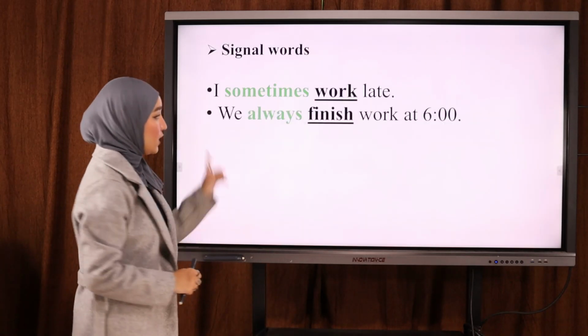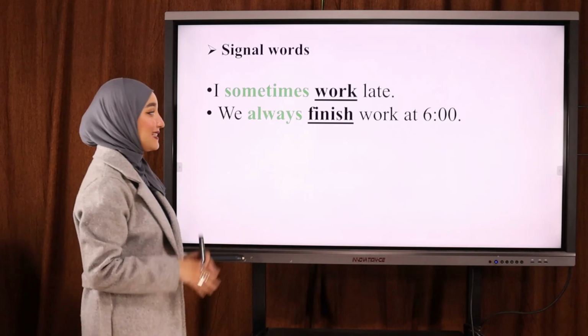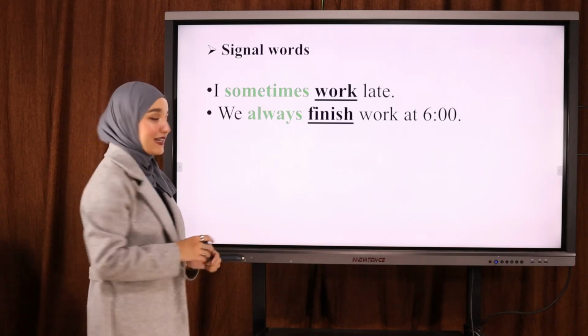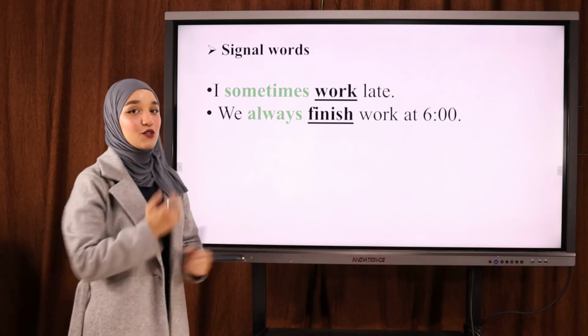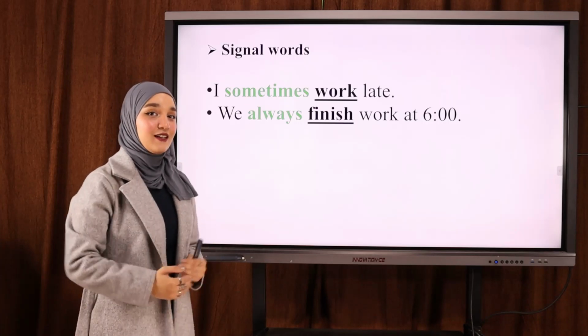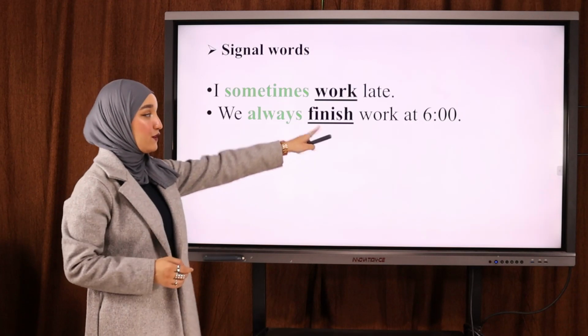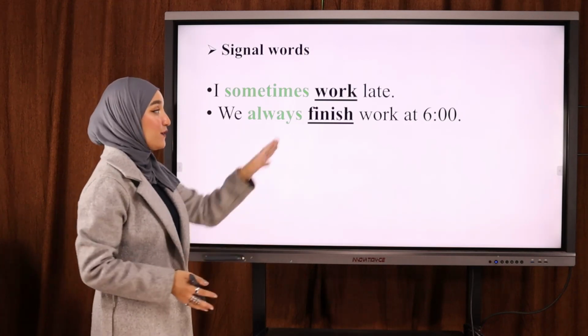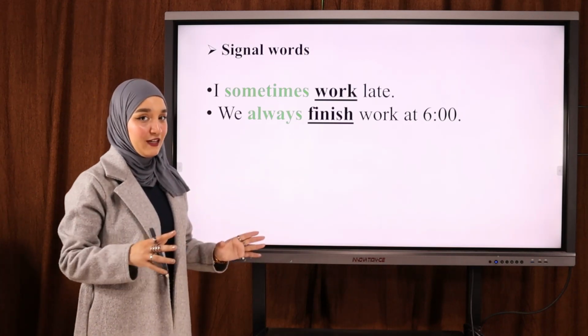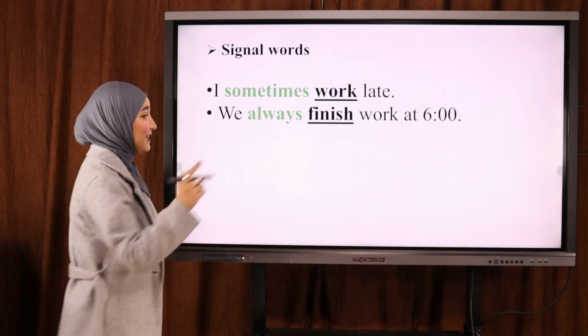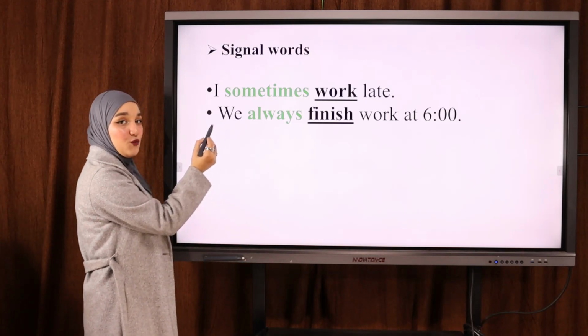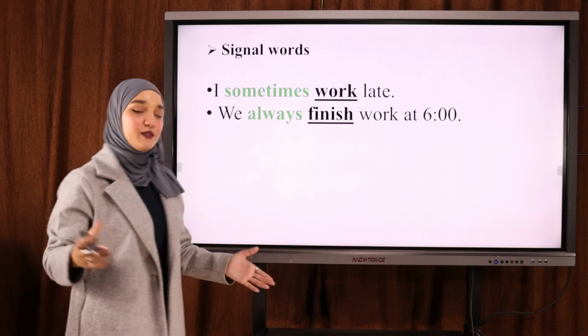Okay, the next one, we always finish work at 6. We always finish work at 6. Every day. This is a repeated action. فعل يتكرر دائما. We always finish work at 6. So I have the verb here, finish. We keep the verb as it is. نبقي على الفعل the way it is, كما هو, because we have the personal pronoun we. نحن. The verb doesn't change.